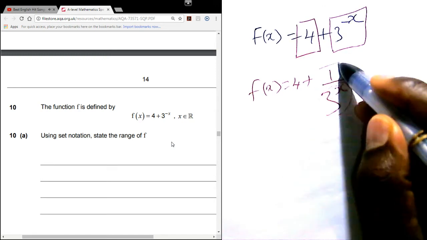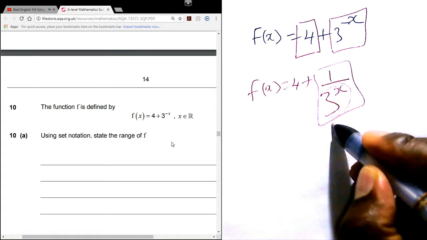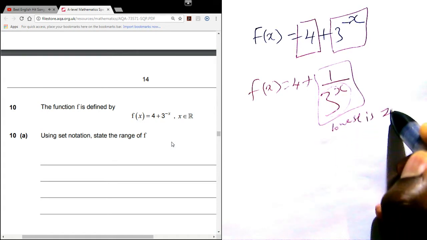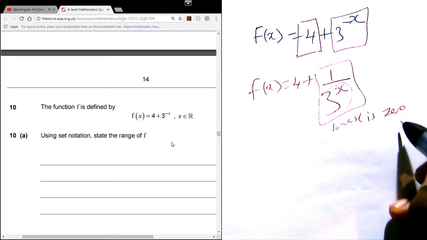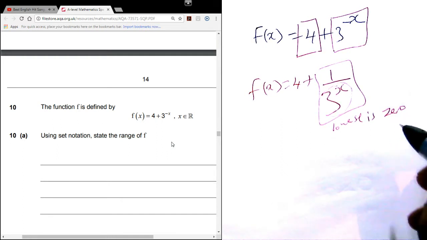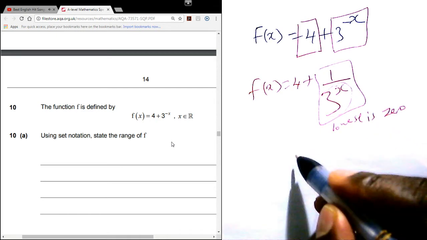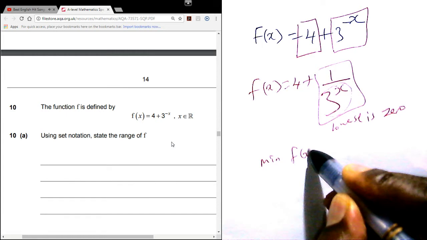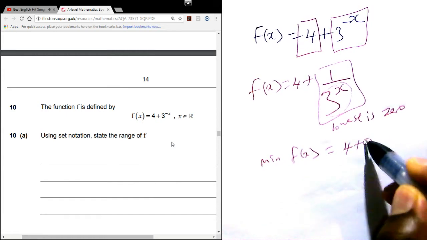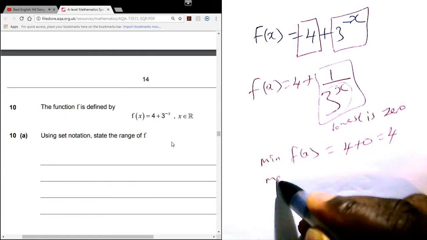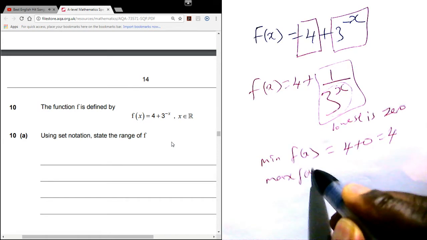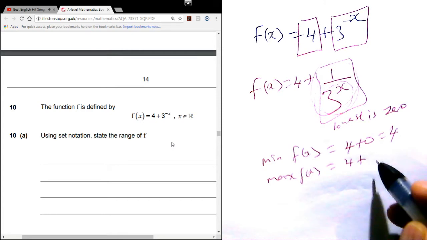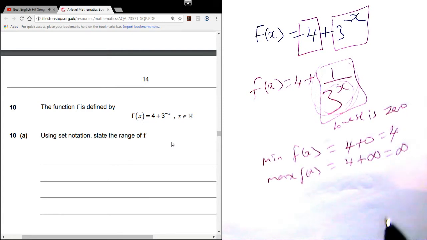So this number here, the lowest it can go is 0. It can never be negative, and it will be 0 when x is at infinity. So the minimum that f of x can ever be is 4 plus 0, which is 4. But the maximum that f of x can be is 4 plus the maximum that this would ever give, which is infinity, and that gives infinity.